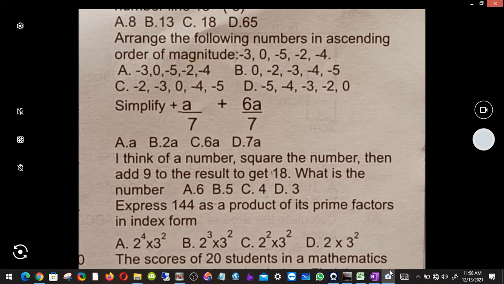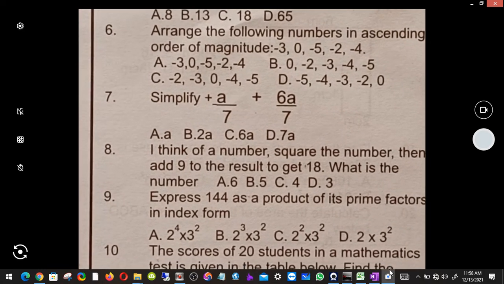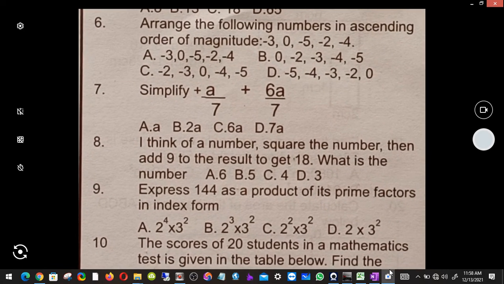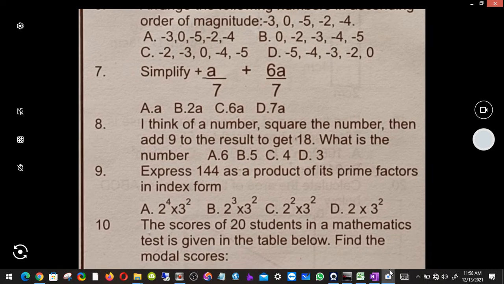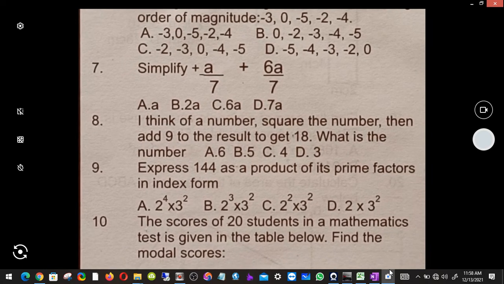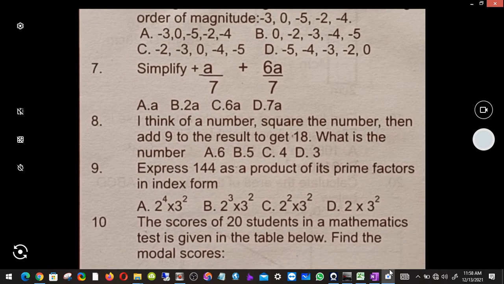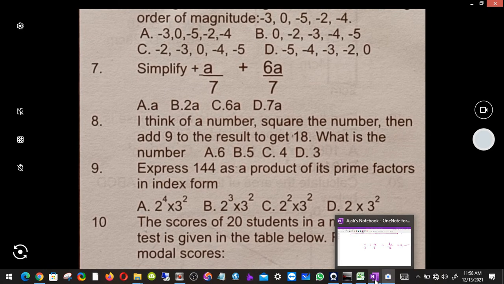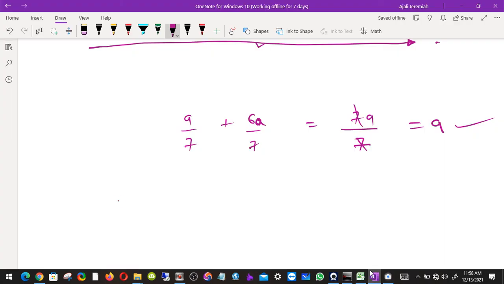Option A. Good. Number 8, read for me. I think of a number, square the number, then add 9 to the result to get 18. What is the number? I think of a number, let the number be S. So if the number is S, square the number, so S squared. Add 9 to it, and the result becomes 18.